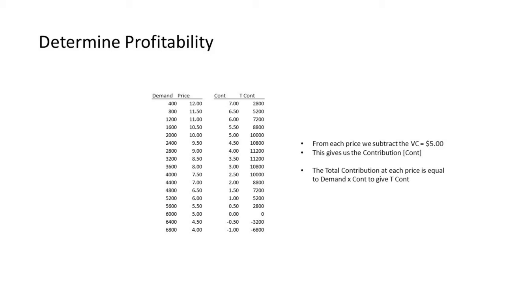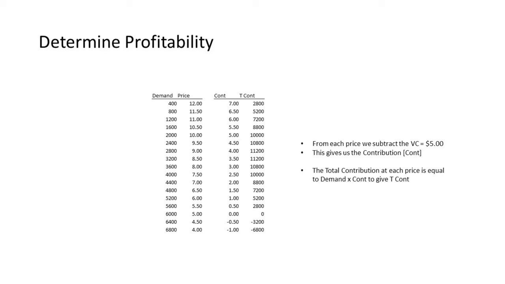And so again, looking at the $12 price, we see a demand of 400 tools over some period of time. If we multiply that 400 times the $7 contribution per tool, then that says the total contribution for selling 400 of those tools is $2,800. And we can do that again for every price level. And we can see how the total contribution changes as the price changes.